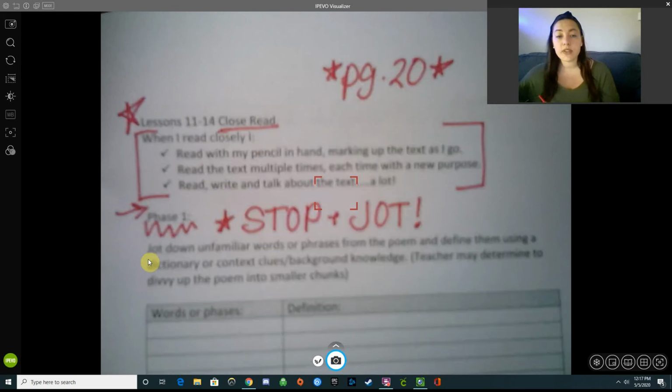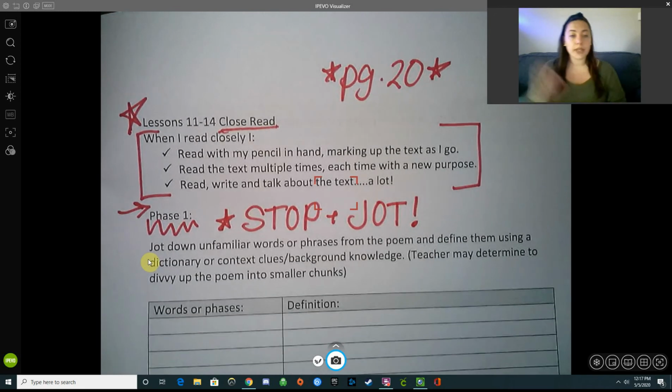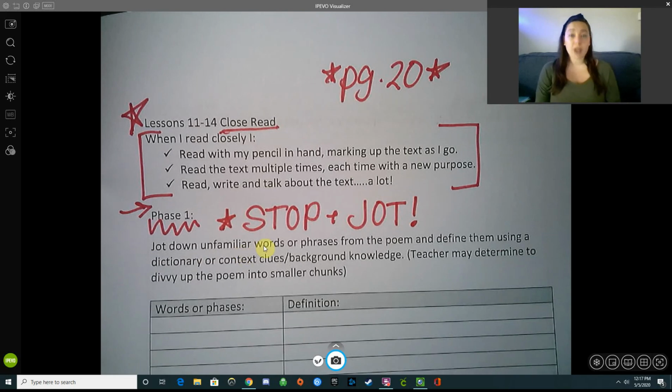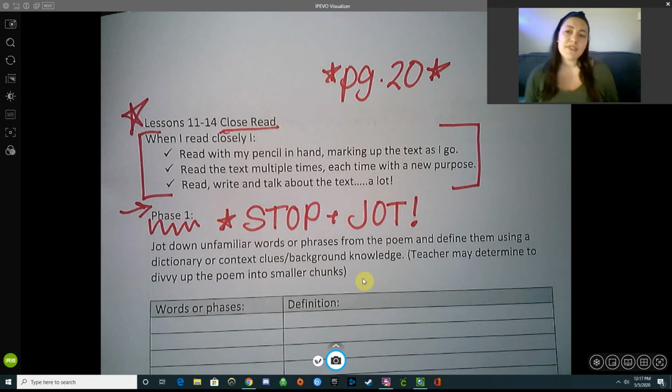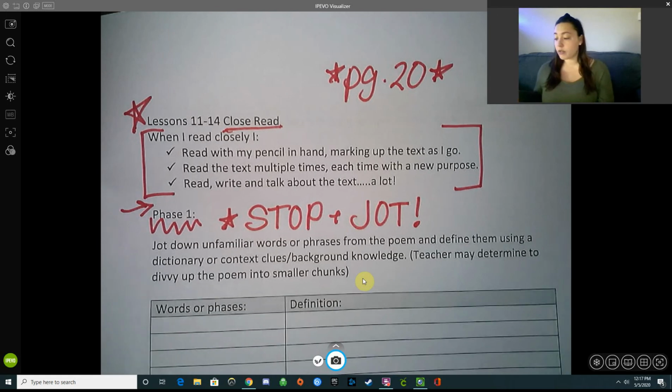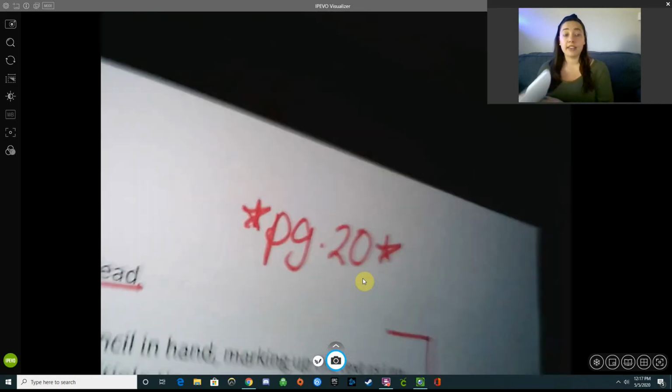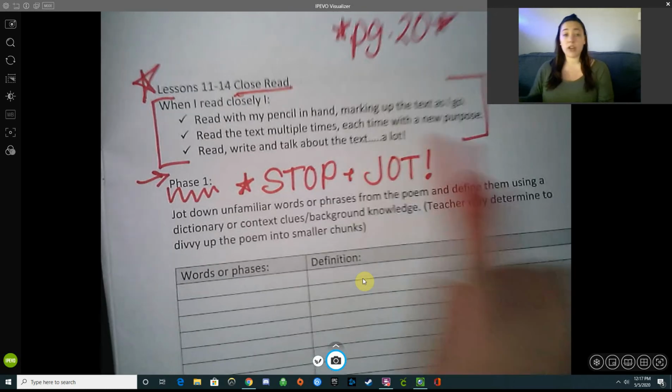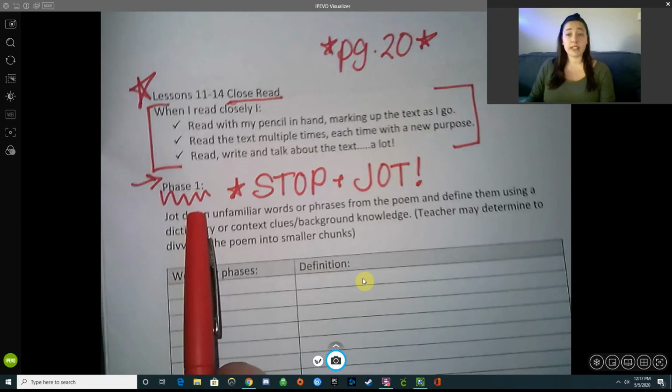Let me focus this for us, sorry. There we go. So jot down unfamiliar words or phrases from the poem and define them using a dictionary or context clues, background knowledge. It says teacher may determine to divvy up the poem into smaller chunks. I'm going to have you just read the entire poem for now, and you can pick out as many words or phrases as you'd like. If you only pick out a few, that's fine, but try to pull out as much as you can. So this is going to be one of your tasks today to complete phase 1.